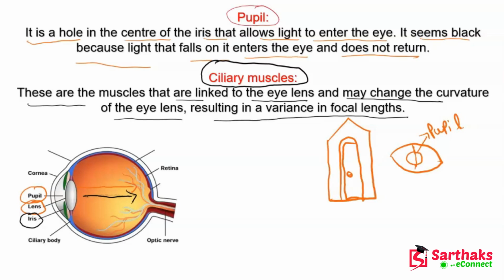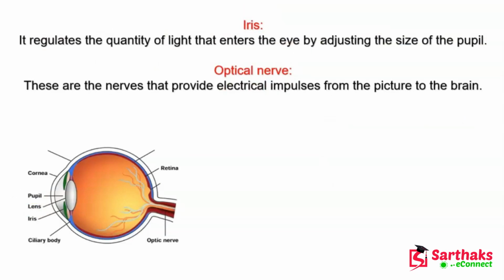Now after understanding these points, let's move ahead and talk about the other important parts of the eye. Yet we have seen the work of the retina, the cornea, the pupil, the lens, the ciliary muscles and the optical nerve. So let's move on. Okay guys, so here we are. Here we will discuss the iris.